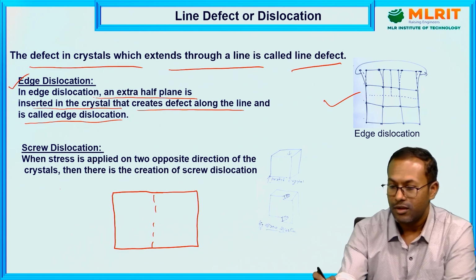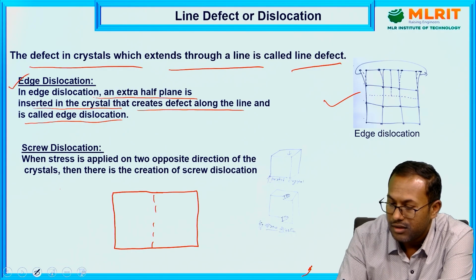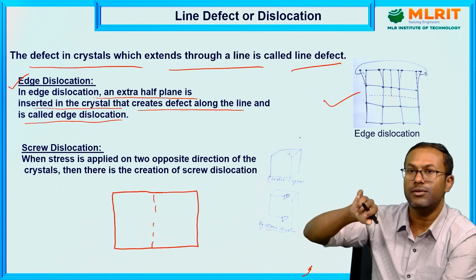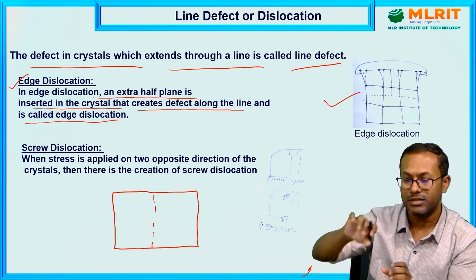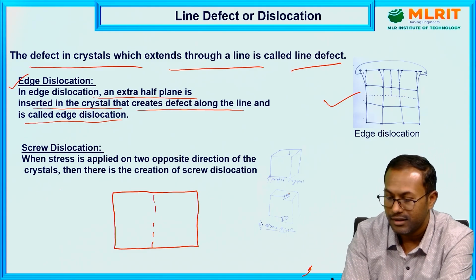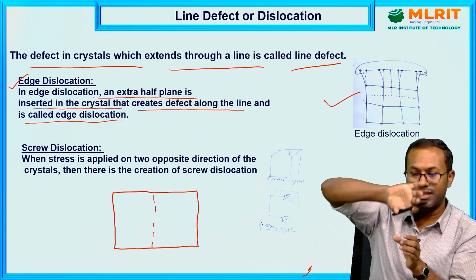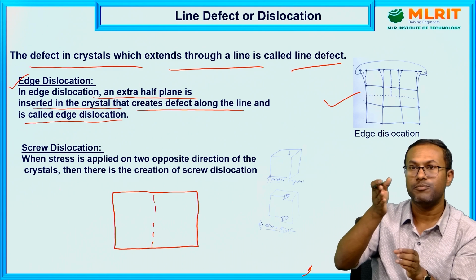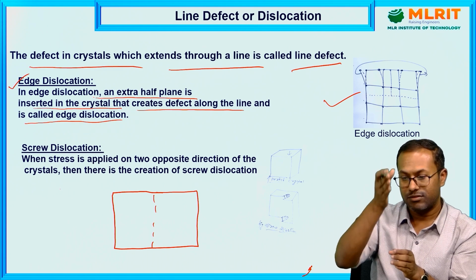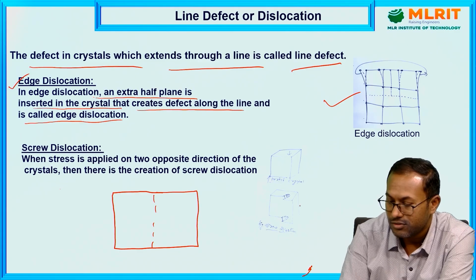Suppose it is a perfect crystal structure. Now we apply some force in one direction, you are rotating in one direction, and on another side you are applying a force in the bottom direction. So what will happen? Along the middle of this line, the points are a little bit deviated, and that breaks the periodicity of this crystal structure. So it is called screw dislocation.